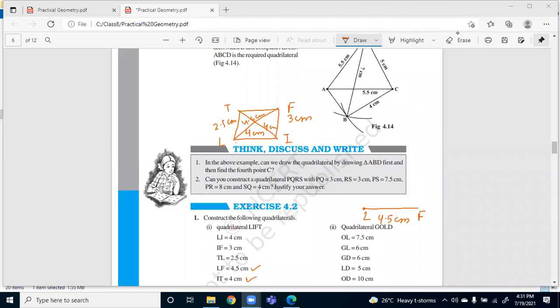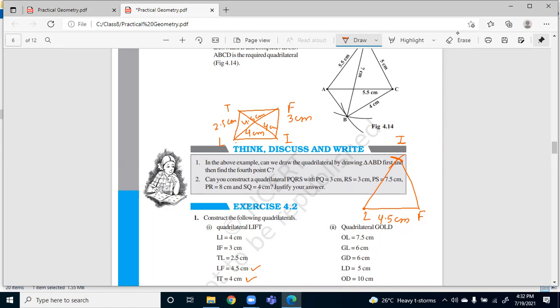So I will put the compass needle at L and will make an arc at a distance of 4 centimeters. So this is my first arc. Now I have to measure the length of IF as 3 centimeters and put the needle of the compass at F and make an arc and cut the previous arc, and the length of the arc should be 3 centimeters. So I got the point I. Now join LI and IF. So I got one part of the triangle. Done.